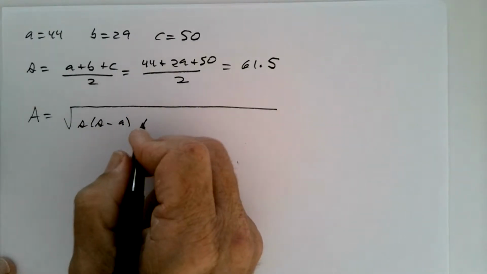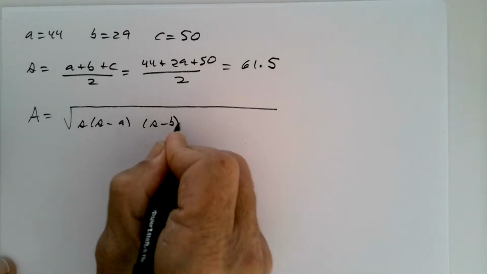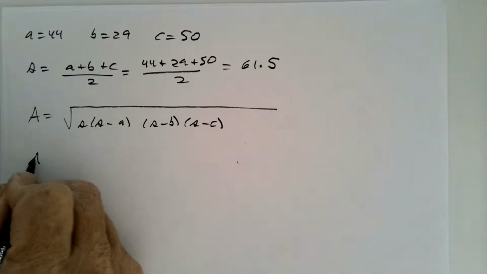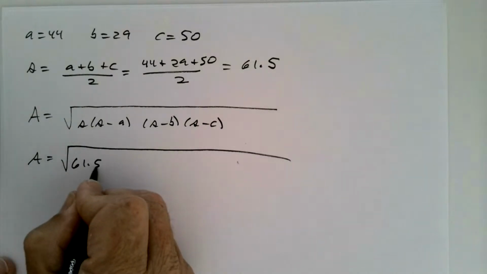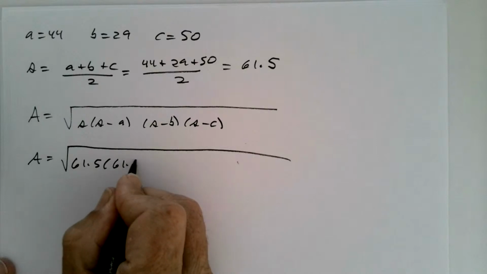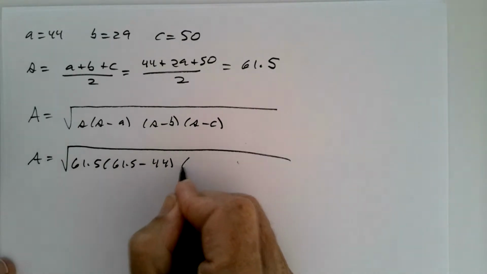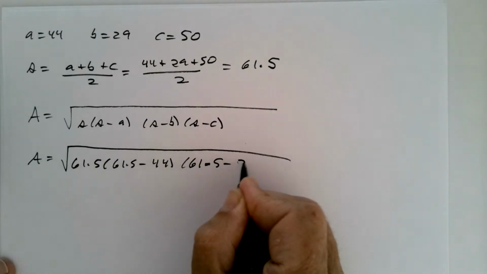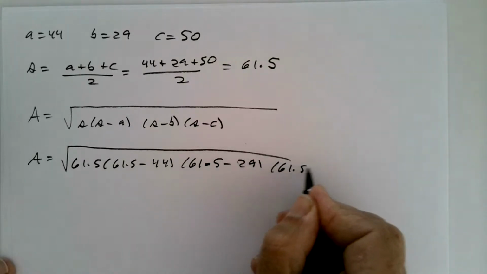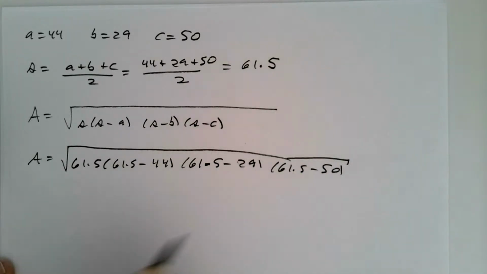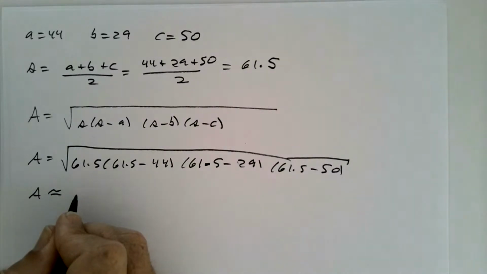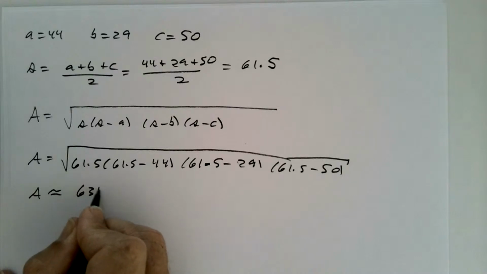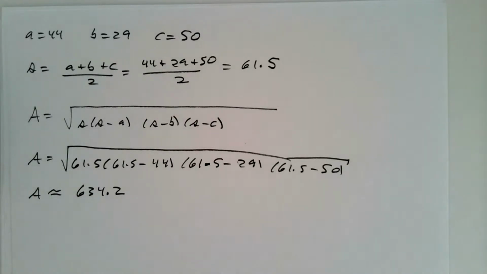So the area using Heron's formula is the square root of S times S minus A times S minus B times S minus C. So A is the square root of 61.5 times 61.5 minus 44 times 61.5 minus 29 times 61.5 minus 50. And all of that comes down to about 634.2. So that's the first method that I would want to use.